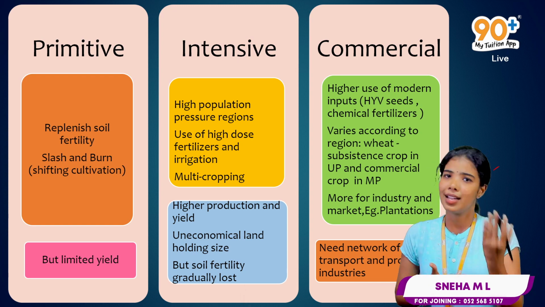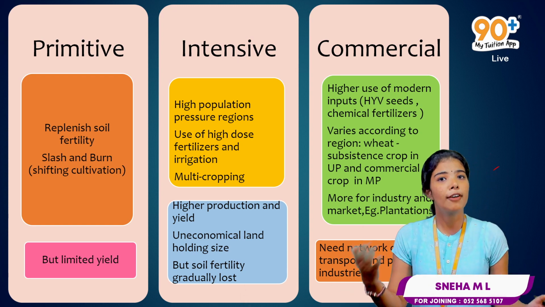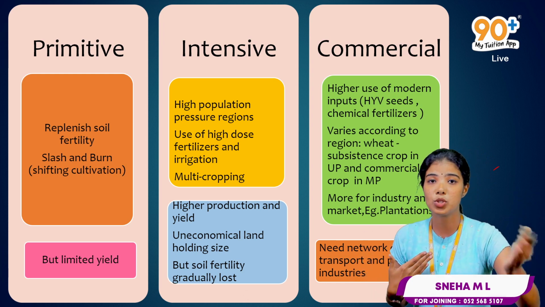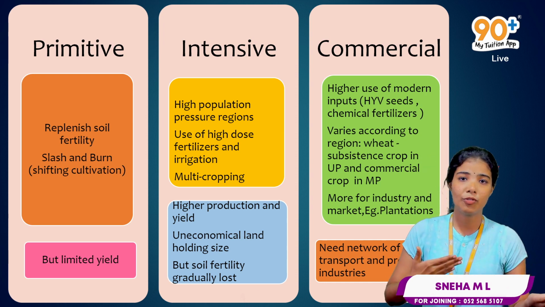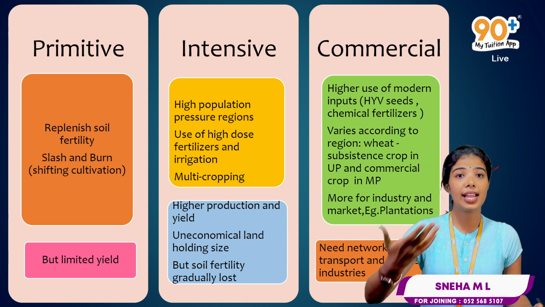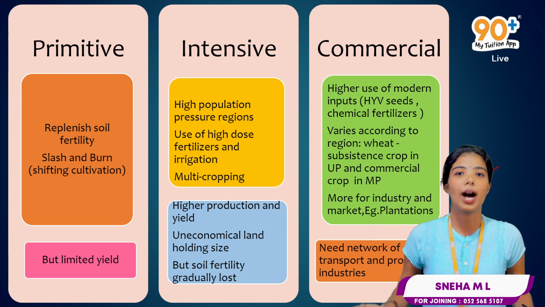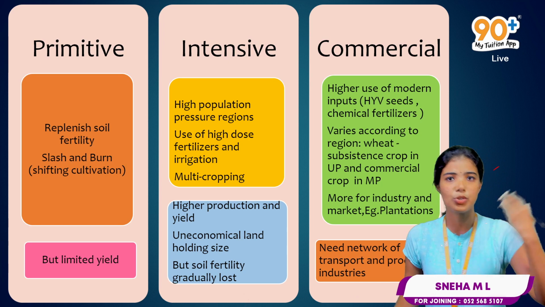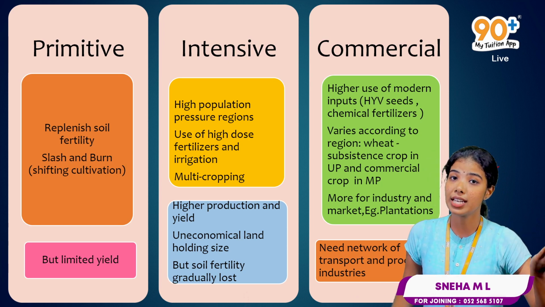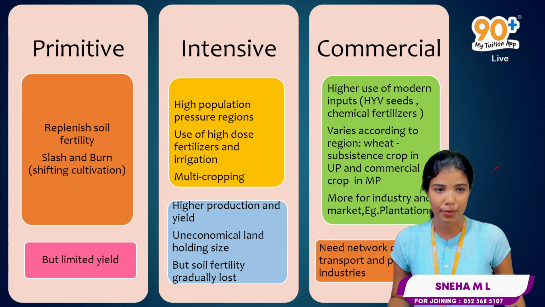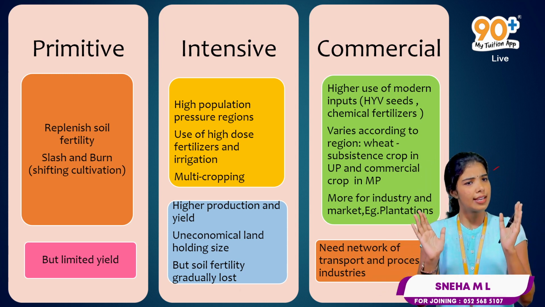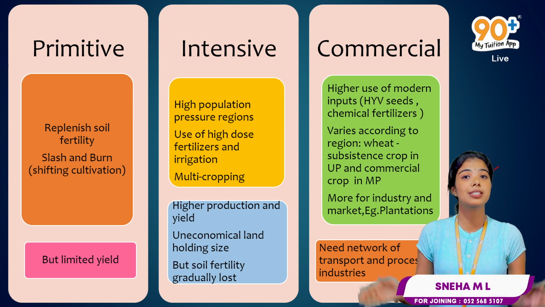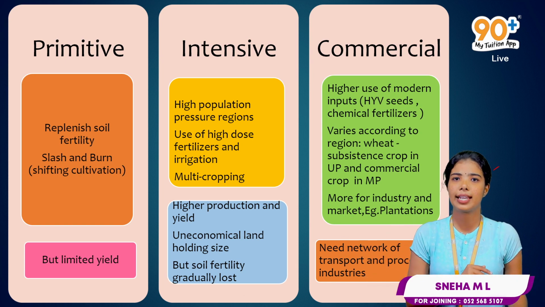What do you mean by that? In Uttar Pradesh, they cultivate wheat for their regular staple diet, for their food needs. But when it comes to Madhya Pradesh, wheat is not their staple diet. So they are cultivating wheat exclusively for the market, maybe for import or export, to sell in other areas. So wheat is a commercial product in Madhya Pradesh. And majorly, this type of farming is focused on industry and market. An example of commercial farming is plantation crops, all the plantation crops.